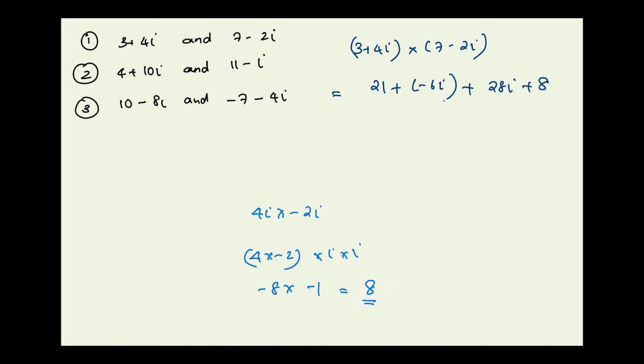So my final answer is going to be 21 plus 8, minus 6i plus 28i. Now I can simplify this. 21 plus 8 is going to be 29, and minus 6 plus 28 is going to be 22. So it is going to be 29 plus 22i. This is going to be the answer to my question. All right, fine. Now let us do the next question.